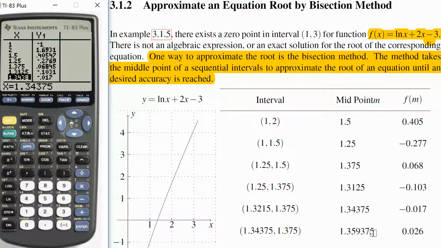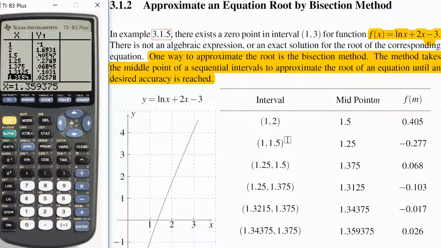You have this value. Okay, so you plug in again 1.359375. You hit enter. You get 0.257, you round it up. Okay? So you keep working this way.